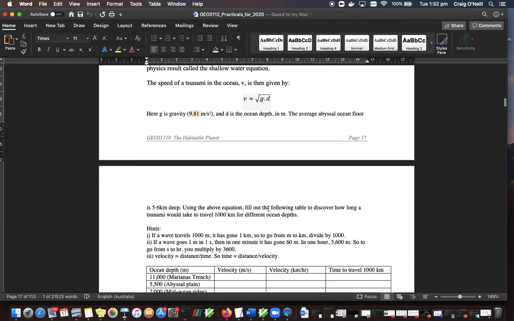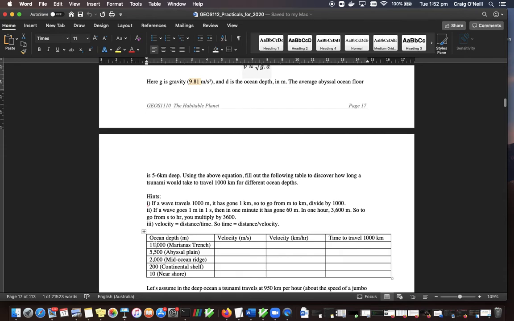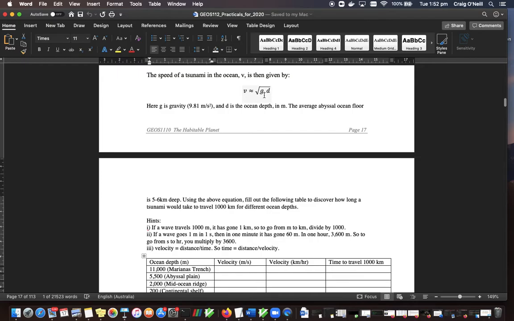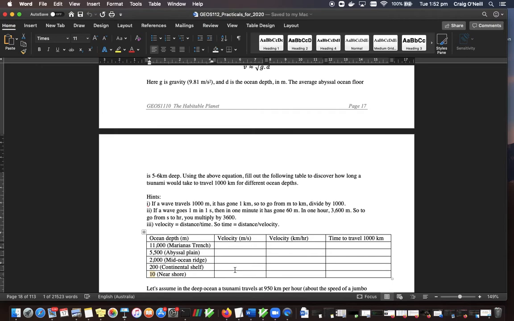water depth. So what we've done here is given you a range of water depths from the deepest parts of the ocean, the Marianas Trench, to your standard abyssal plain, average ocean floor, the depth at mid-ocean ridges, to the continental shelf, up to a near-shore environment. And what we want you to do is to use this equation, plug in g, which we've given you, but also plug in d from this column, and work out what the velocity is in meters per second. I'll leave this for you to calculate. Your first answer, to make sure you're in the ballpark, should be in the order of 300 meters per second, not exactly, but close to that.